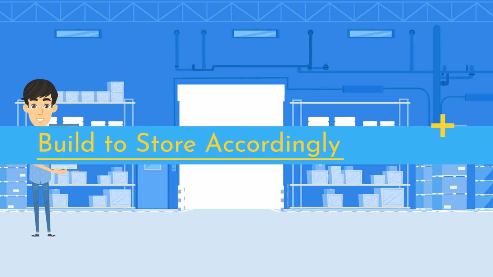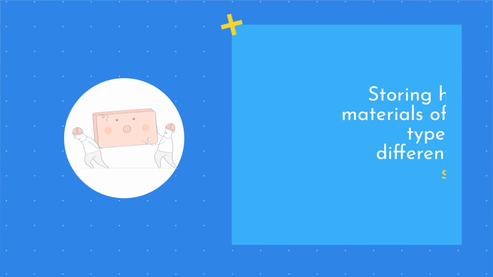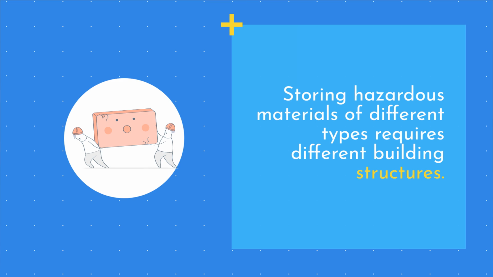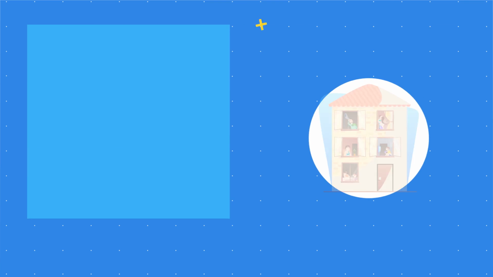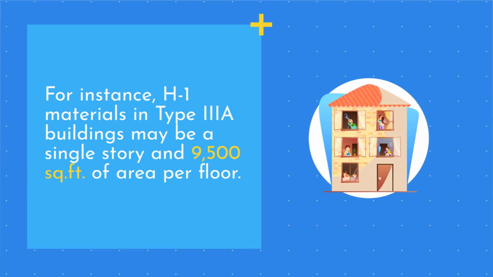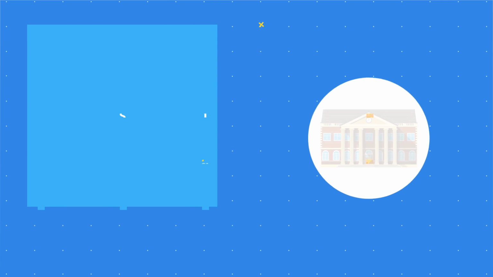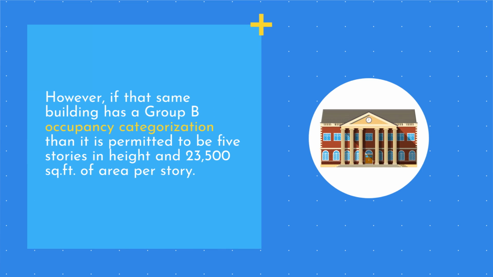Build to store accordingly. Storing hazardous materials of different types requires different building structures. For instance, H1 materials in Type V buildings may be a single story and 9,500 square feet of area per floor. However, if that same building has a Group B occupancy categorization, then it is permitted to be 5 stories in height and 23,500 square feet of area per story.